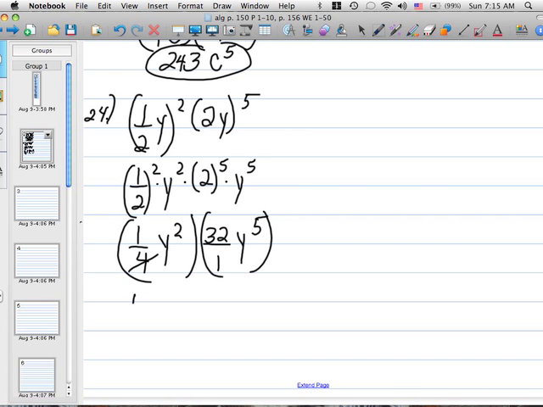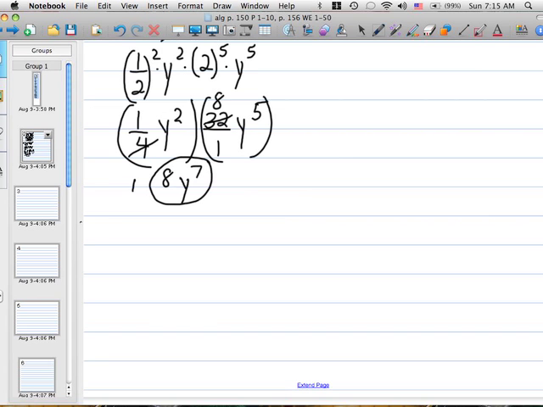If we put the 32 over 1, we can cancel the 4 with the 32. And we get 8y. Now remember, you're multiplying two powers together, so you add the exponents. 2 y's here, 5 y's here. That's y to the 7th. So our answer is 8y to the 7th.